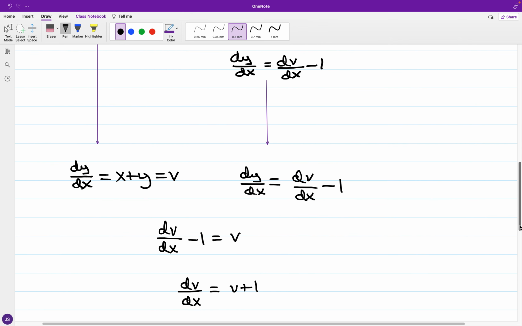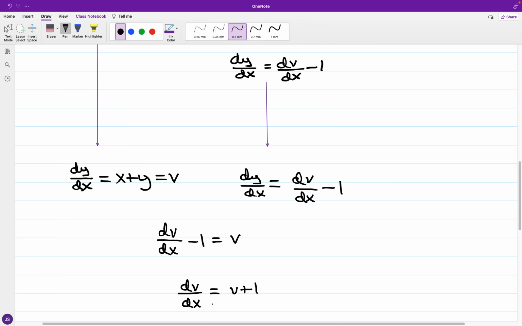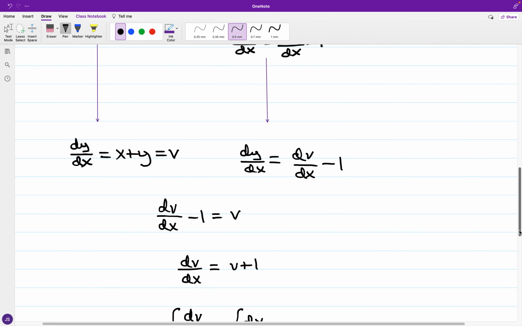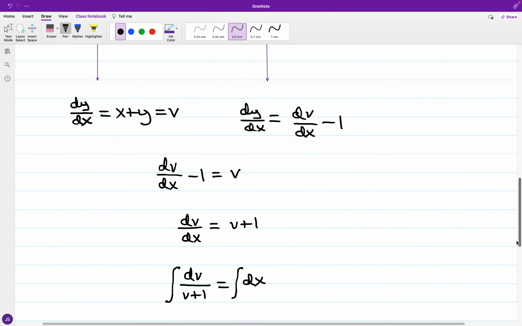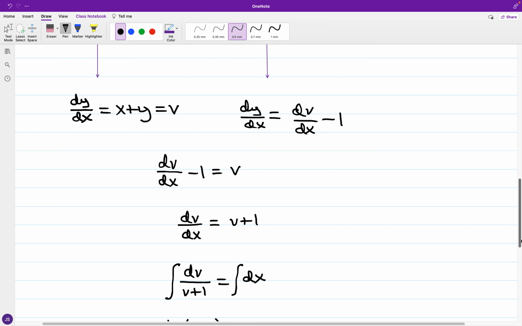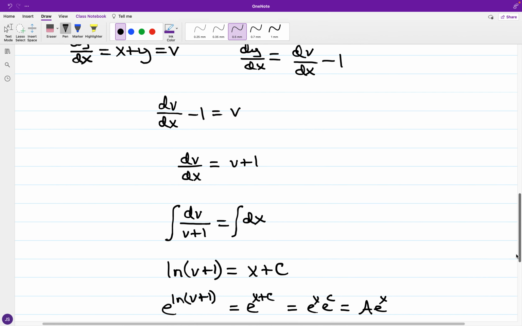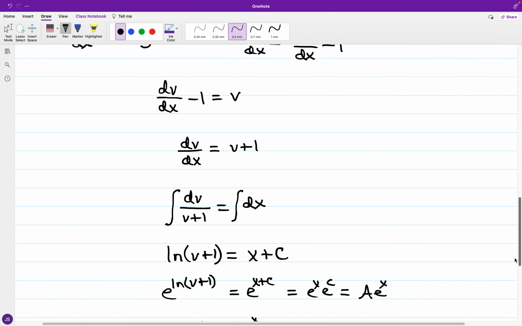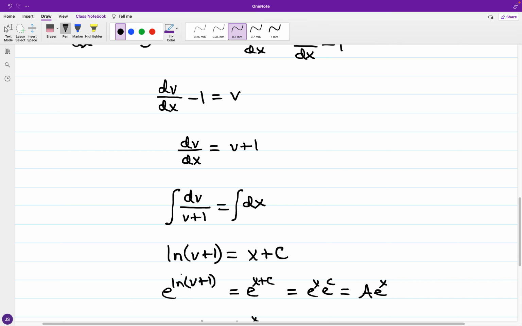Here, in terms of the variable v, I'm going to be able to separate. In the meantime, I'm going to isolate the derivative dv over dx, which is equal to v plus 1, and here we can separate. So we have dv over v plus 1 is equal to dx, and taking the integral of the reciprocal of v plus 1, I'm going to say natural logarithm of the quantity, not the absolute value, of v plus 1 is equal to x plus c.